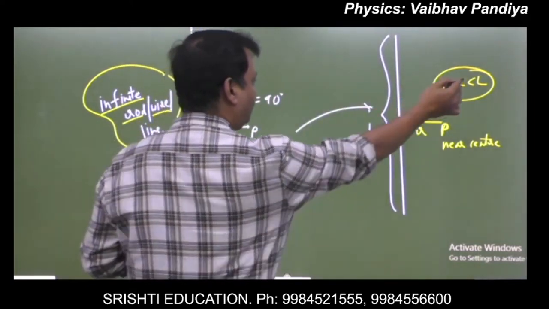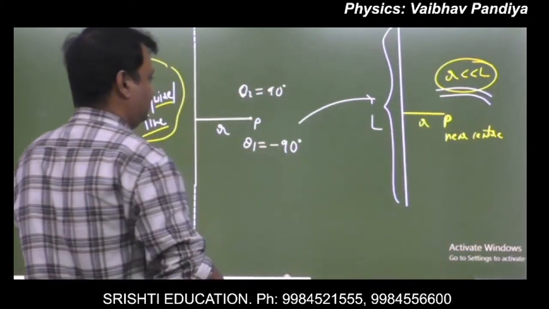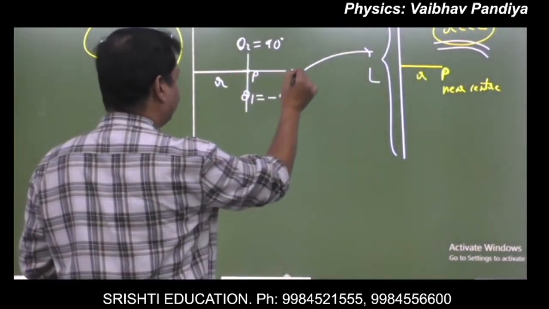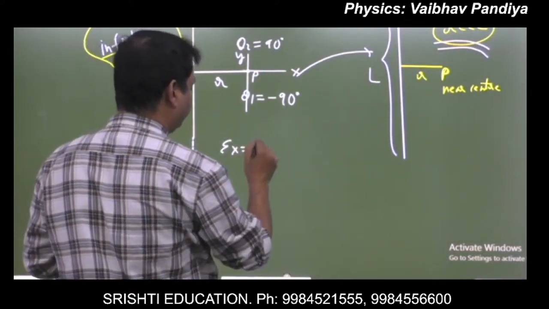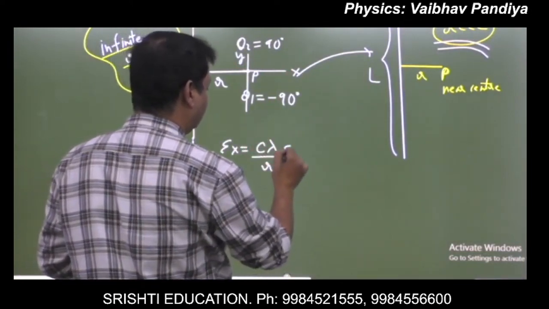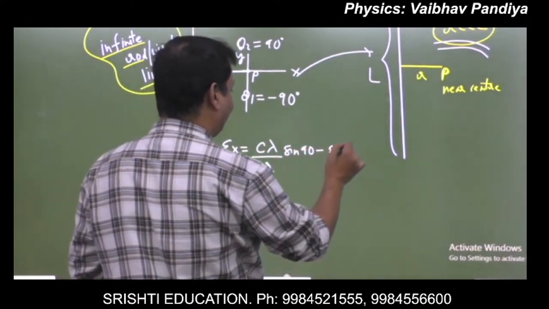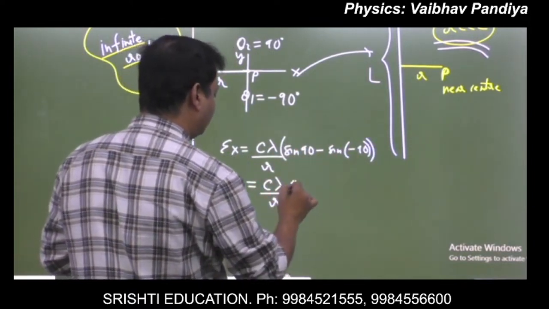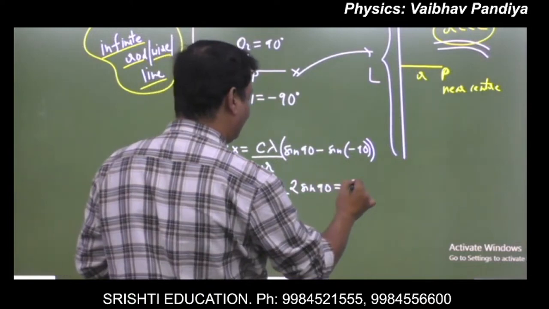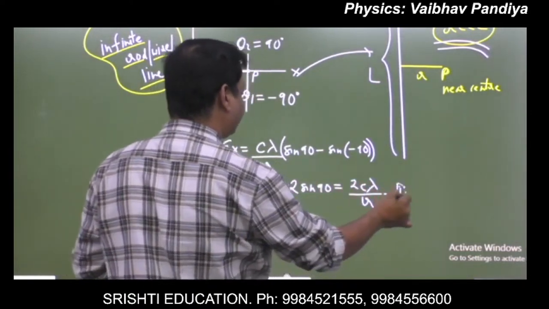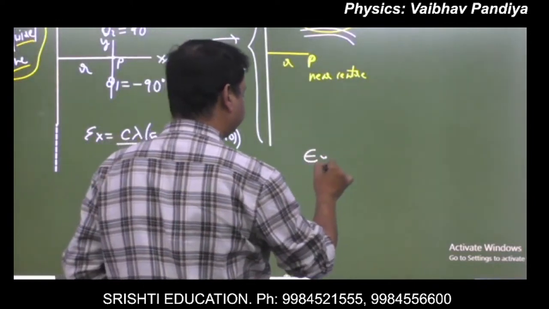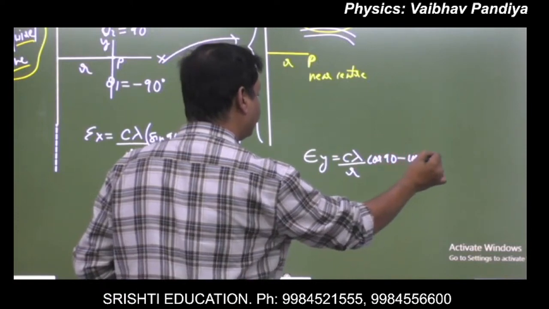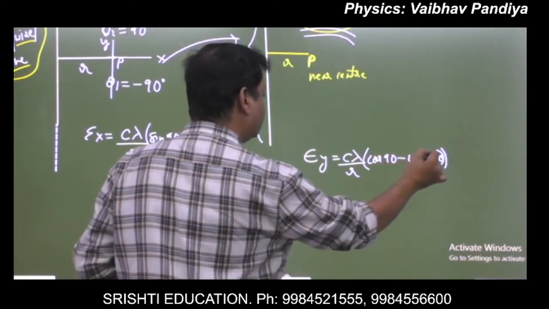And same is the case for this model, if this is given. So I'm taking the two axes, x and y. So Ex will be C lambda by R times sine of 90 minus sine of minus 90. And sine of minus 90 is minus sine 90. So C lambda by R twice of sine 90. So we'll get 2C lambda by R. This is your Ex. And what will be Ey? C lambda by R times cos of 90 minus cos of minus 90, and cos 90 will be 0. So this will be 0.